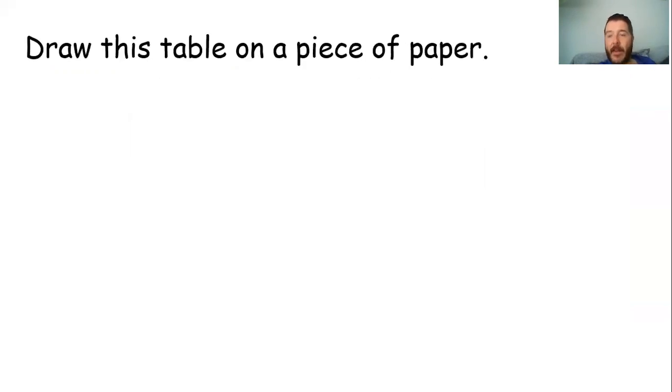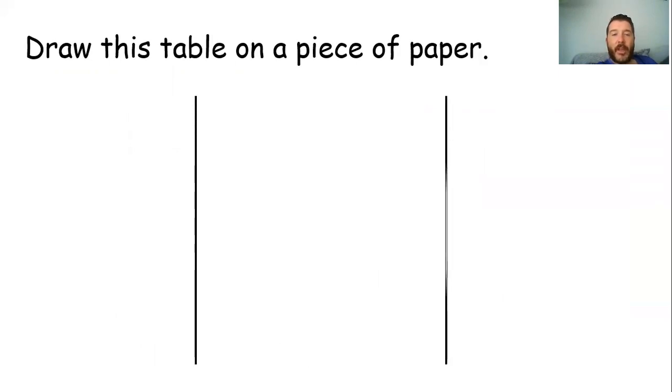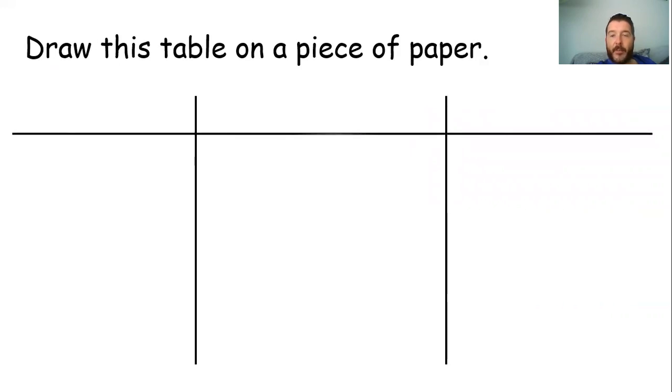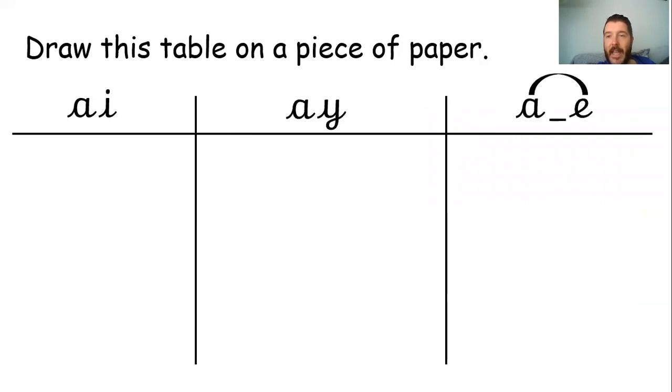Okay, I want you to draw this table on a piece of paper. So you're going to draw 2 lines going down, which will give you 3 columns. Then you're going to draw a line going across the top, just a little one. Then you're going to put a label on each of your columns in your table. So the first one is the AI, second one is the AY, and the third one is the A split E. You're going to need a few minutes to draw that table, so please pause the video now if you need to.